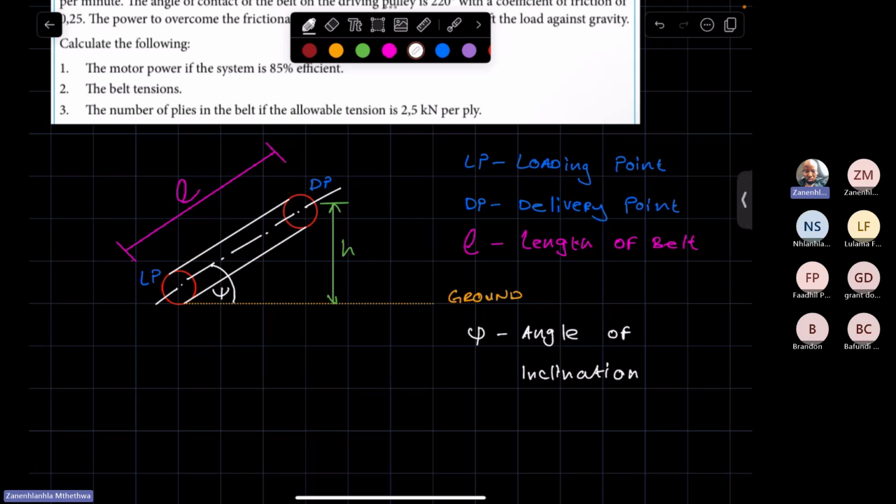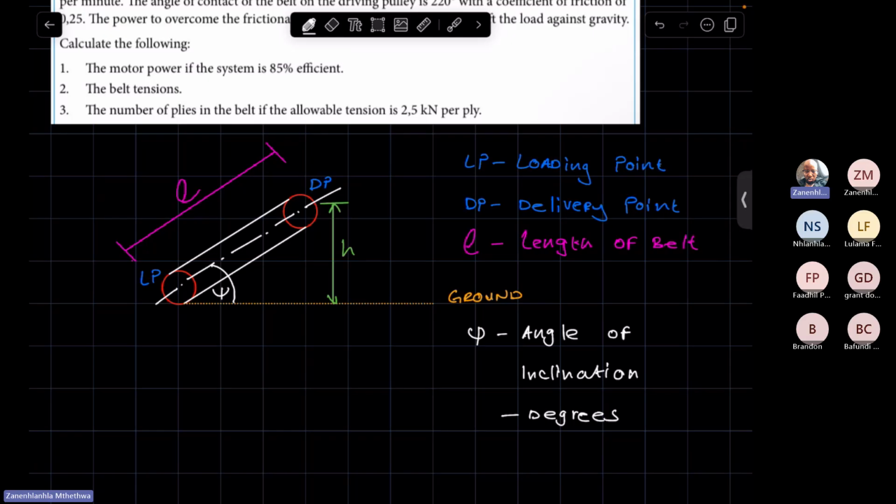Inclination, right? So you're obviously not looking at angular motion. So the angle will be in degrees. The angle you are going to leave in degrees in this case, because essentially we are not looking at angular motion for this angle in particular.